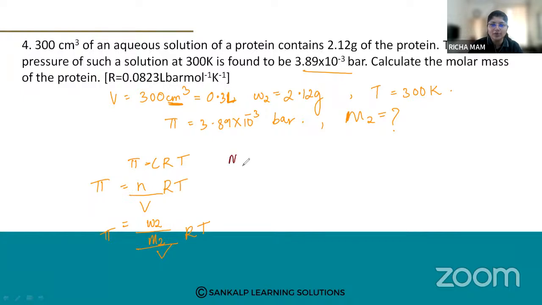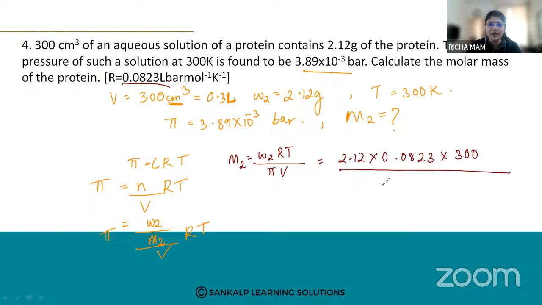So M2 is equal to W2RT by πV. What is W2? W2 is 2.12, into R. The R value is 0.0823, into temperature, which is 300 Kelvin, into π, which is 3.89 into 10 raised to minus 3, into the volume, which is 0.3 liters. Now calculate this.